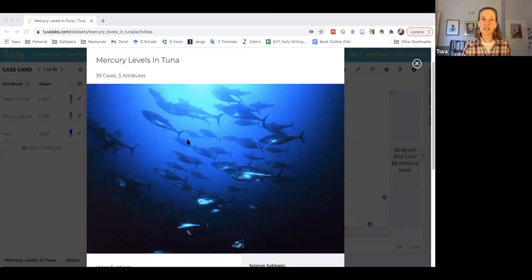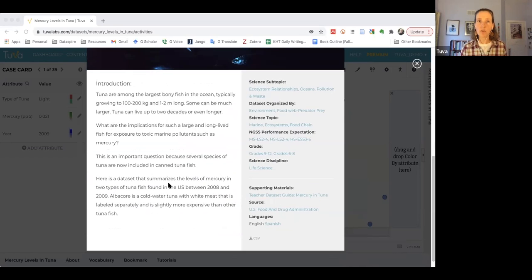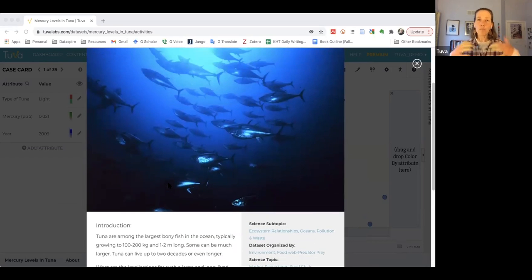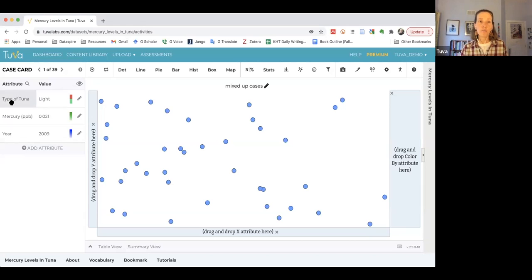So a little bit of orientation to the data set. The data are from the US Food and Drug Administration, and we can use these data, as I said, to look at bioaccumulation, or look at mercury, this abiotic component, and how it affects our top predators within a food chain. There are 39 cases. In this data set, a case is each time a can of tuna was sampled, and then there are 3 attributes. So let's take a look at what those 3 attributes are. We have the type of tuna, we have the mercury level that was recorded, and we have the year for which the sample was taken.